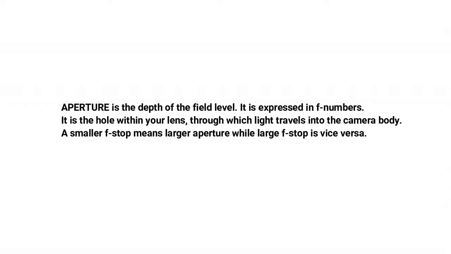Now, aperture. Aperture is the depth of field level. It is expressed in f numbers. It is the hole within your lens through which light travels into the camera body. A small f-stop means a larger aperture, while a large f-stop is vice versa.